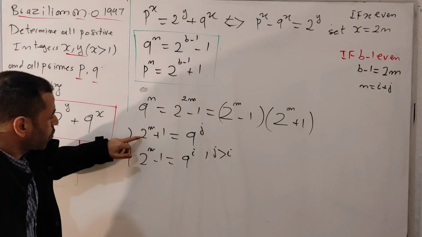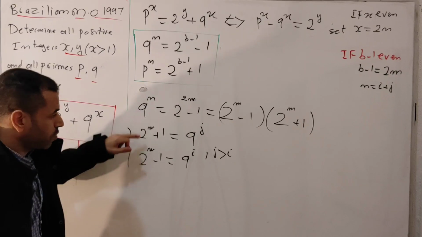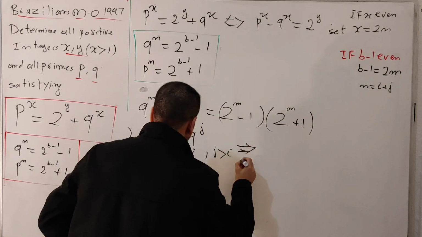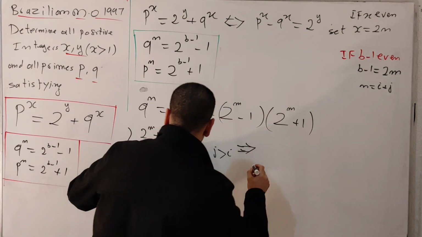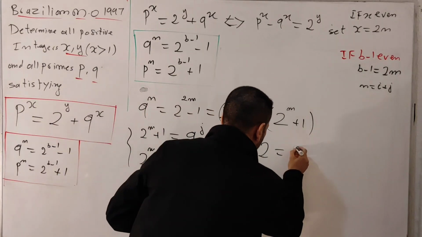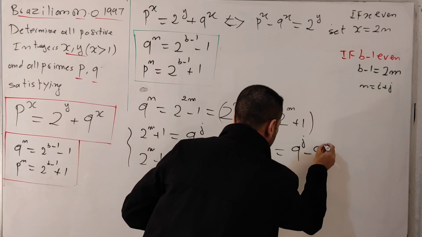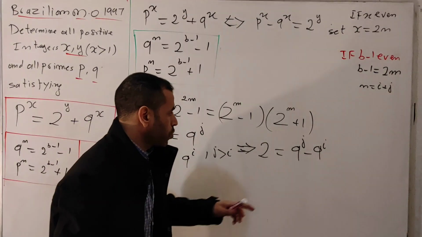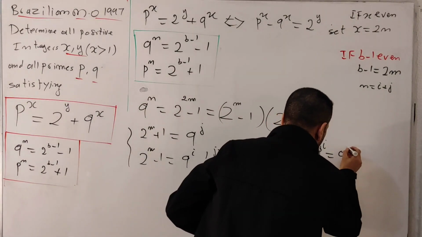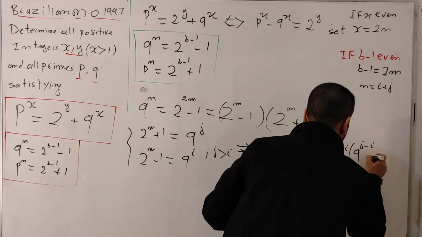Now I'm going to take the difference of these two equations in order to get 2 to the m eliminated. Okay, so if I do that, I will have 1 minus (-1), which is 2, equals q to the j minus q to the i. So I'm going to take q to the i as a common factor. I will have q to the i times (q to the j minus i, minus 1).